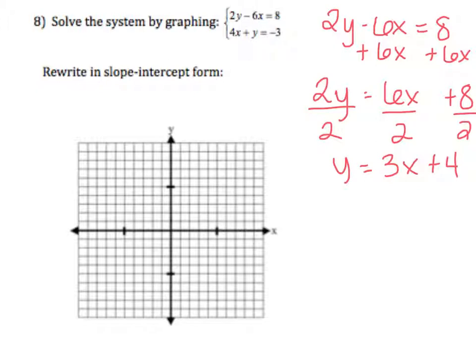So y-intercept of 4 and a slope of 3. I'm going to keep on going with this slope here because I don't know where they intersect. So I'm just going to keep on going. Okay, so now I'm going to go ahead and do the second one.